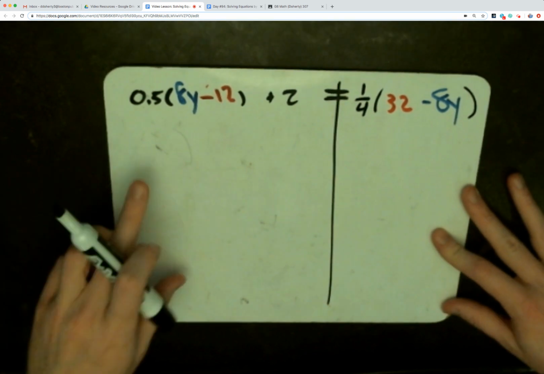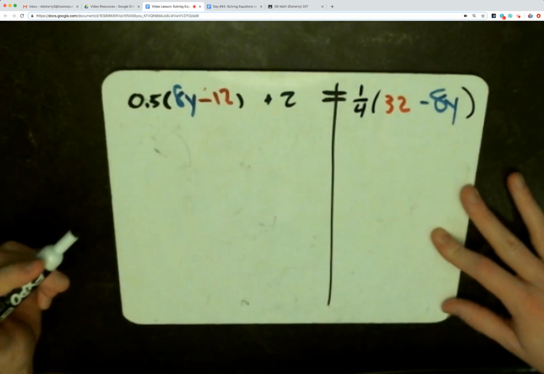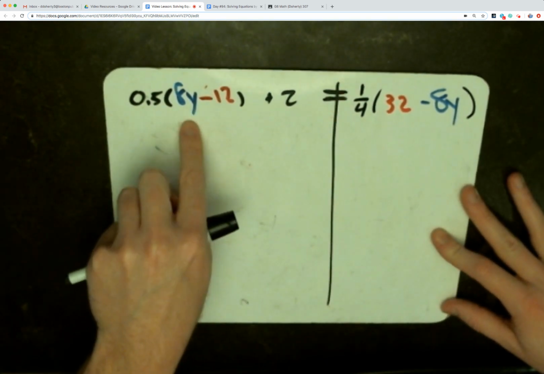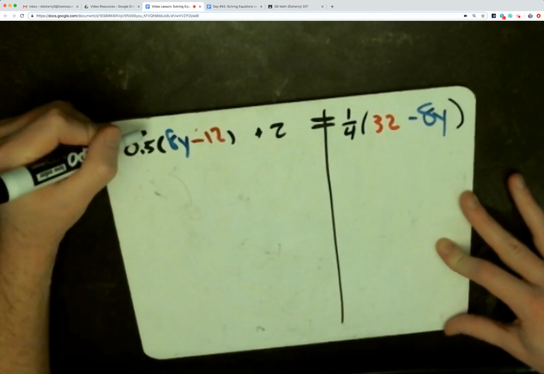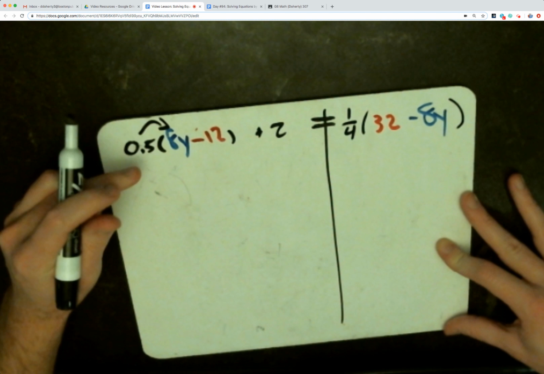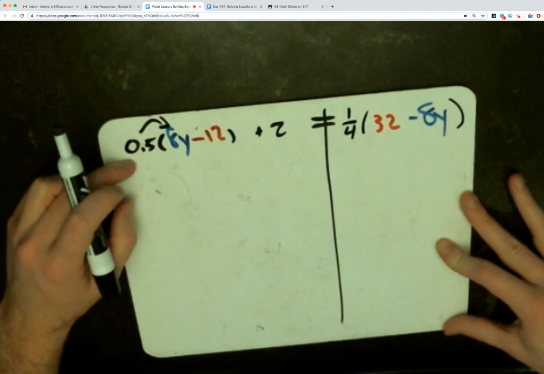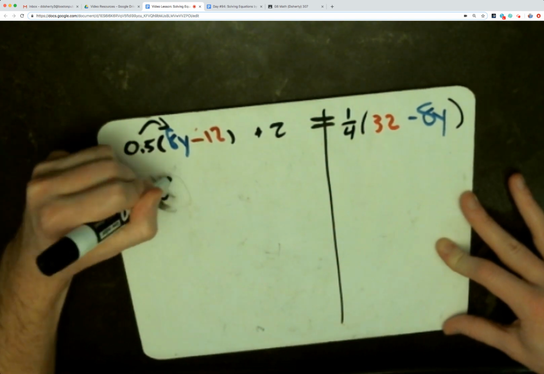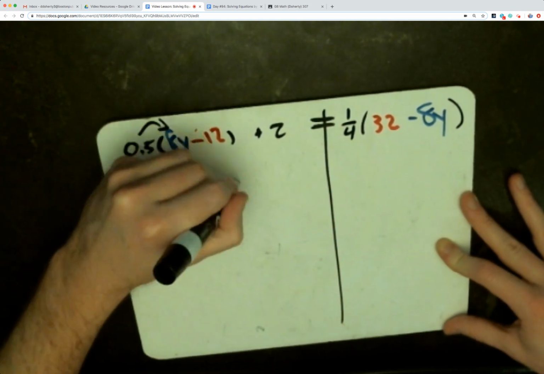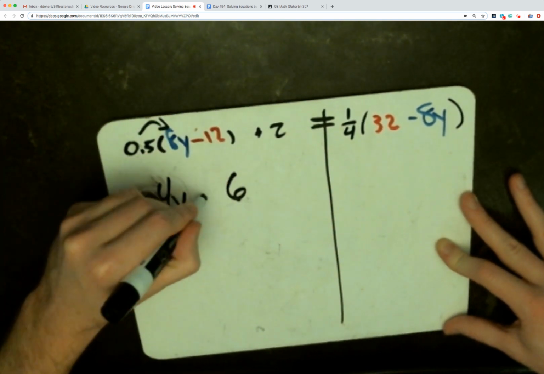All right, quickly, we should understand distribution is necessary. Anytime I see factored expressions and I want to solve these equations, I need to distribute to get into expanded form. The 0.5 times 8y, that's the same thing as just doing half or dividing by 2. So half of 8y is going to be 4y. Half of 12 is 6, and a positive times a negative is a negative.